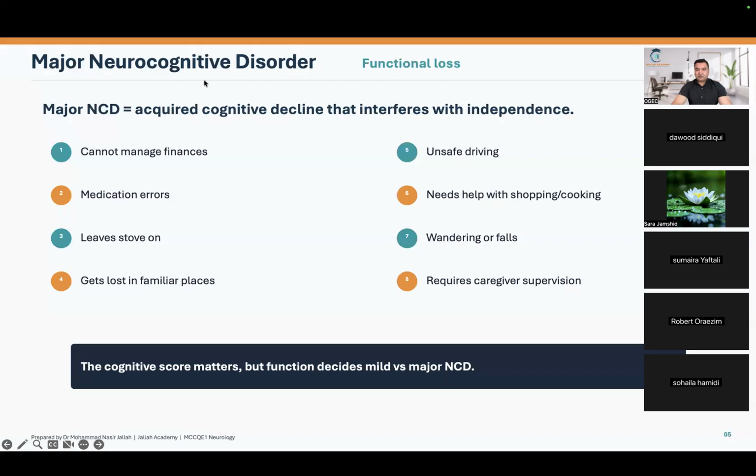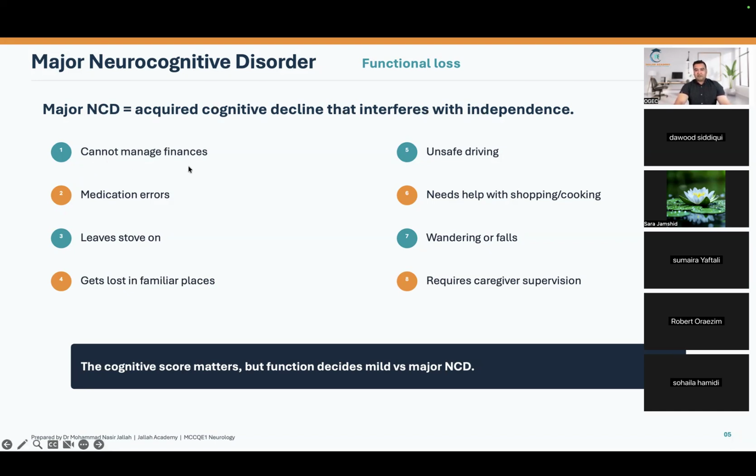Now, major neurocognitive disorder. So functionality is lost. Not only does the patient have an issue with memory, but the patient cannot function properly doing stuff which is required for an independent person to do on a daily basis. Major neurocognitive disorder is acquired cognitive decline that interferes with independence. He cannot be independent. He will be dependent on somebody.